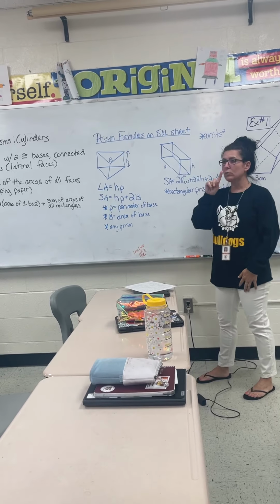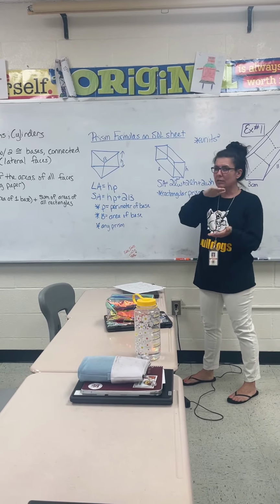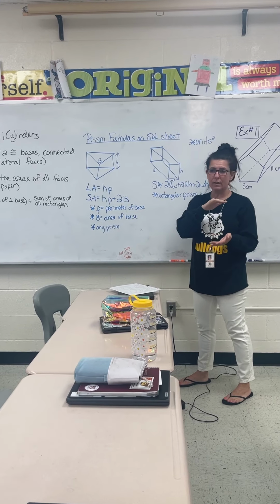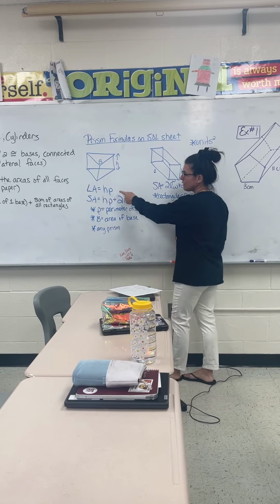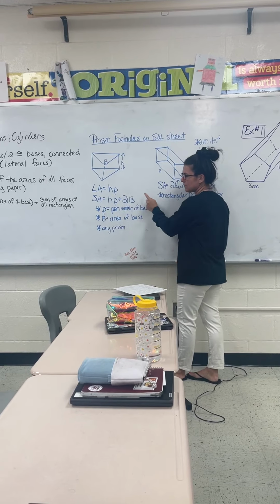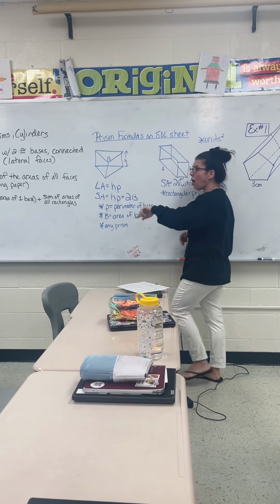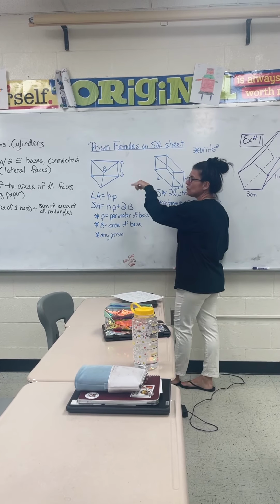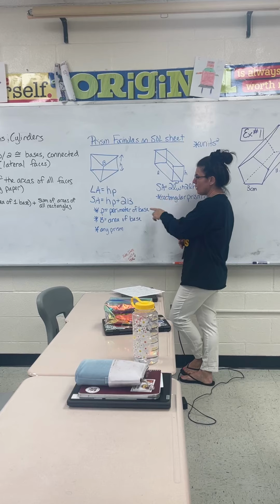Lateral area is only the sides. It does not include the top and the bottom. So the bases are not included in lateral area. And that should make sense if you look at the difference between these two formulas. This one's surface area, all the pieces that make up the figure. Lateral area is just the rectangles.